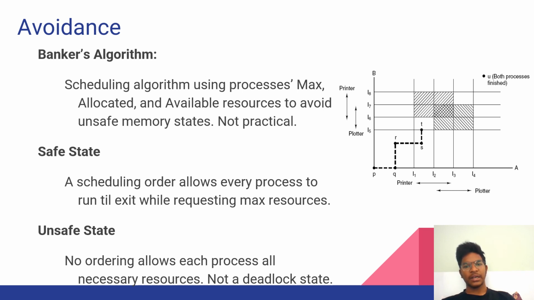And here is a summary on the subject of avoidance. Safe state: a scheduling order allows every process to run till exit while requesting max resources. Unsafe state: no ordering allows each process all necessary resources, not a deadlock state.